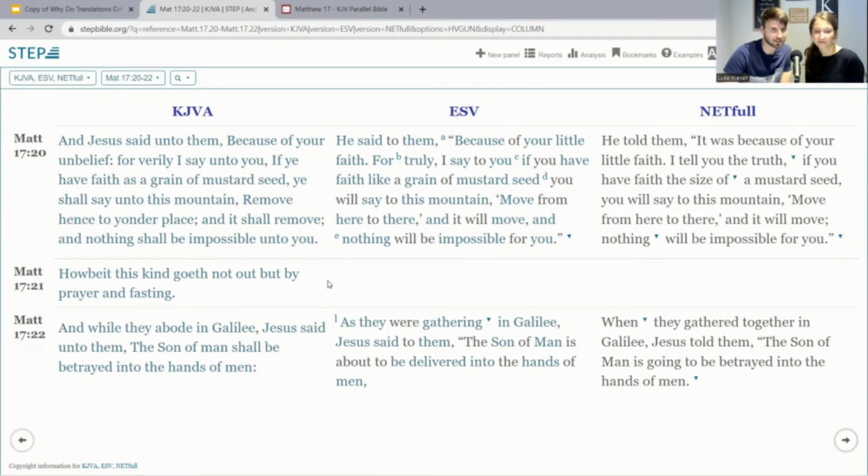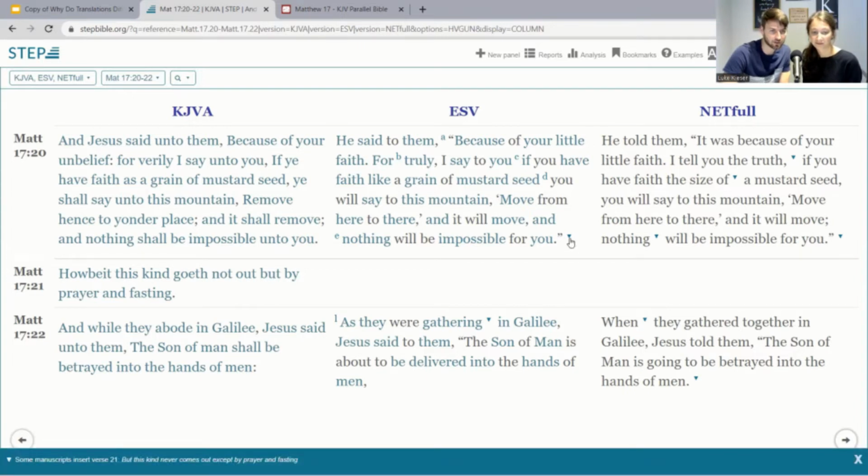So looking back here at Matthew 17, like we showed, the ESV and the NET don't have the verse. Matthew 17:21 is indeed not in the ESV and the NET. But they have footnotes here, so you can hover over and see in the corner. It tells you the reason for taking it out. Some manuscripts insert verse 21, and then they give you a translation: "But this kind never comes out except by prayer and fasting." So they include it there, but they let you know there are manuscripts that the best manuscripts, in their opinion, don't have it.